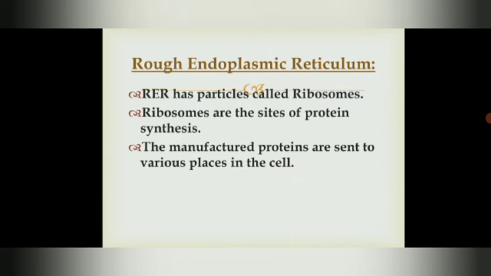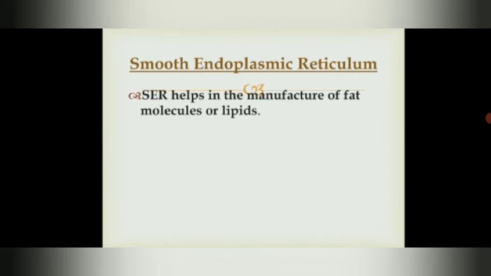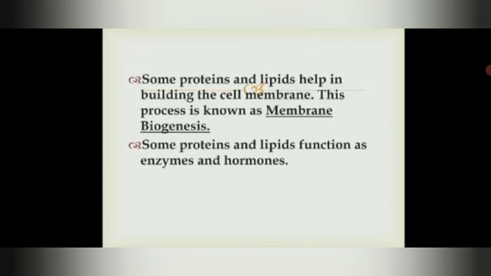Next one is smooth endoplasmic reticulum. Smooth endoplasmic reticulum, that is SER, helps in the manufacture of fat molecules or lipids. Rough endoplasmic reticulum, that is RER, helps in synthesis of proteins, but SER helps in synthesis of fat molecules or lipids. Whatever proteins and lipids are synthesized by both RER and SER are utilized for various purposes in the cell.